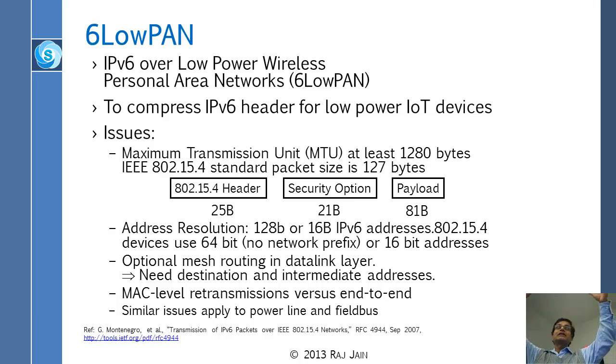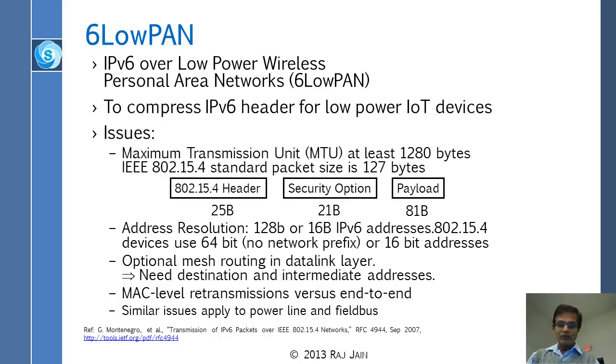So if you want to send something, you make an IPv6 packet and send it over 15.4. Now what is the problem? First problem is this thing says no more than 127 bytes and this thing says no less than 1280 bytes. The minimum MTU size in IPv6 is 1280. We were talking about 64. Here it is 1280. Right? Minimum MTU size in IPv6 is 1280, whereas the maximum here is 127.